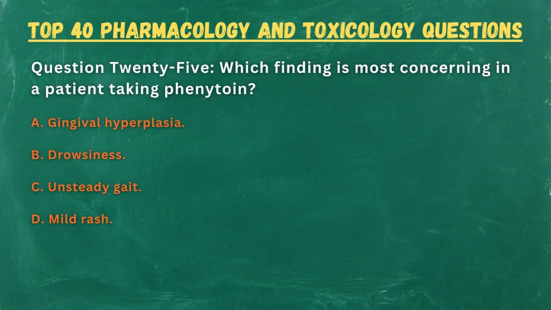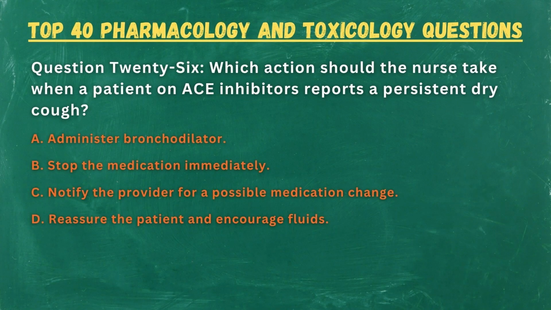Question 25. Which finding is most concerning in a patient taking phenytoin? A. Gingival hyperplasia. B. Drowsiness. C. Unsteady gait. D. Mild rash. Answer: C. Unsteady gait.